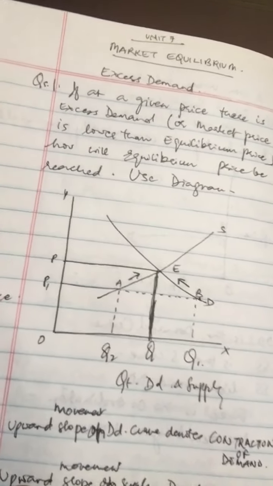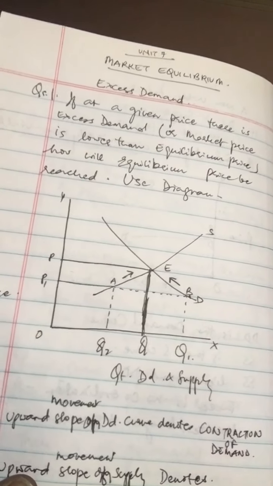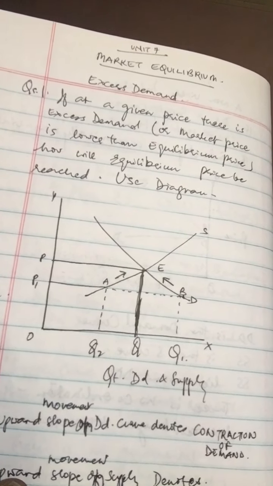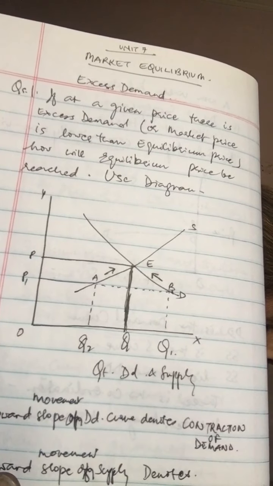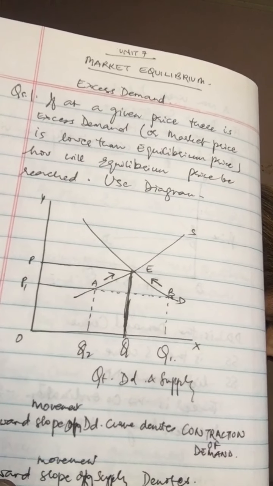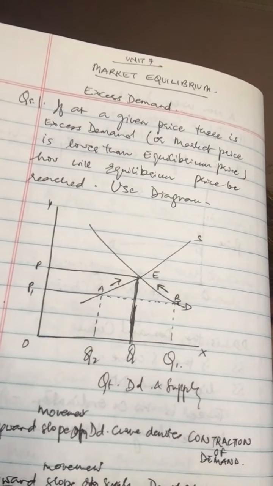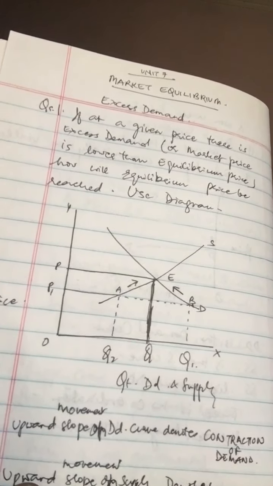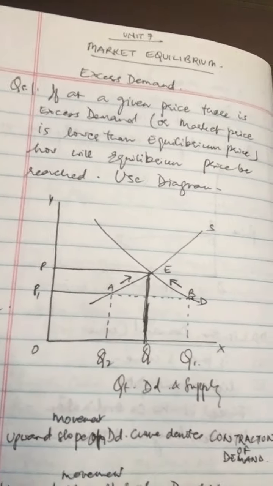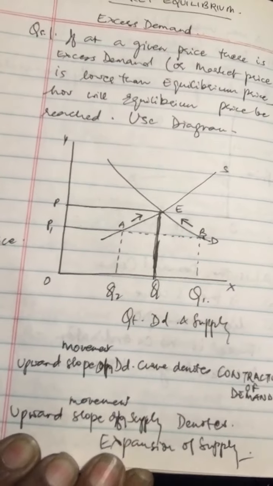So I'm going to use, with the help of a diagram, geometrically, I'm just going to explain what is excess demand first of all. So what are the kind of questions that you can get to answer? For example, if they say that if at a given price there is excess demand or market price is lower than the equilibrium price, how will equilibrium price be reached? Use a diagram. And actually this question has come in some of the board exams, so in some years. So just pay attention to this.